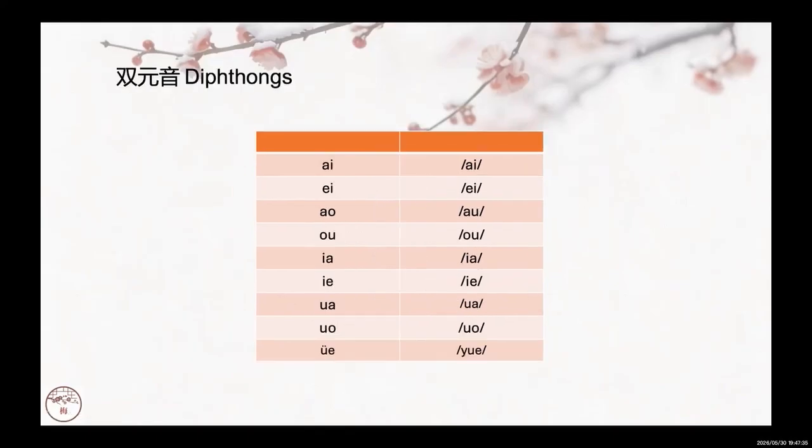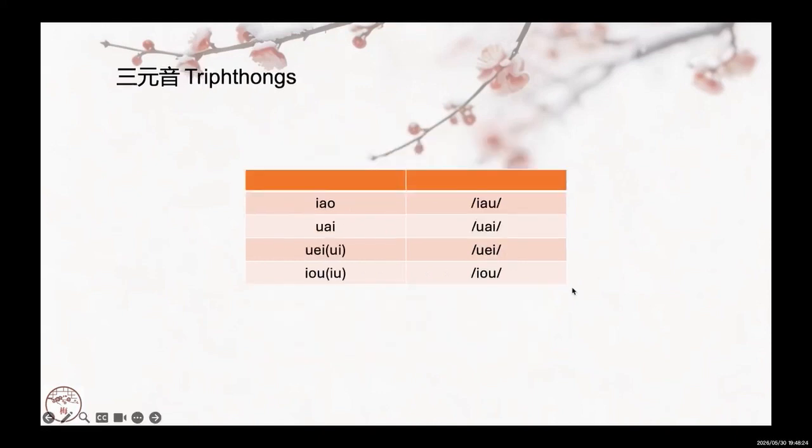The diphthongs, double vowels. ai, ei, ao, ou, ya, ye, wa, wo, yue. For triphthongs, 3 vowels.